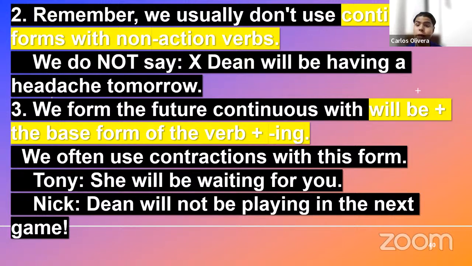Also, for example, and here we have the structure, important. In order to form the future continuous, we follow the structure that you can see on your screen. Will be plus the base form of the verb plus ing. We're going to use, in this case, the gerund, if you remember, right? The gerund, gerundio. That is exactly what we're going to be using again. So, for example, we can use, by the way, contractions with this form if you want. Tony says, as an illustration, she will be waiting for you. Nick responds, Dean will not be playing in the next game. Okay, we can use contractions if you want.